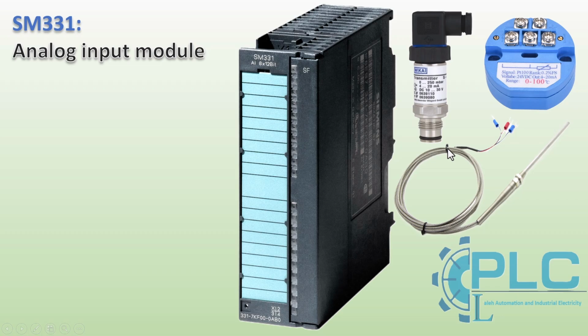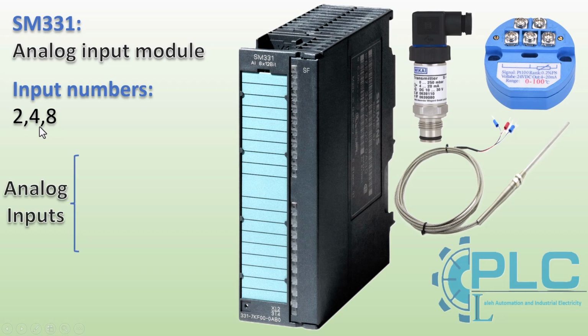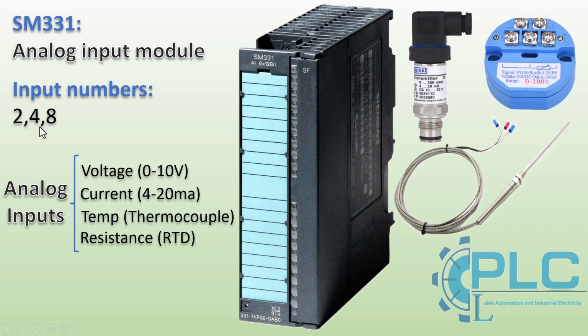The number of analog inputs in an SM331 module depends on the specific module variant. Common configurations are 2 inputs, 4 inputs, and 8 inputs. The number of inputs you choose depends on the specific needs of the project and how many analog signals must be processed.